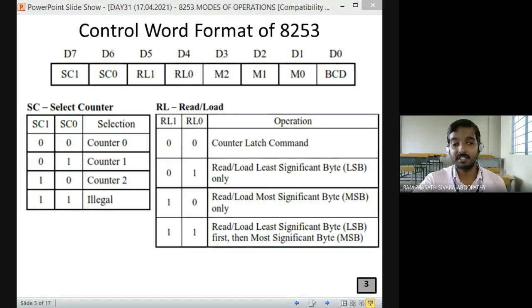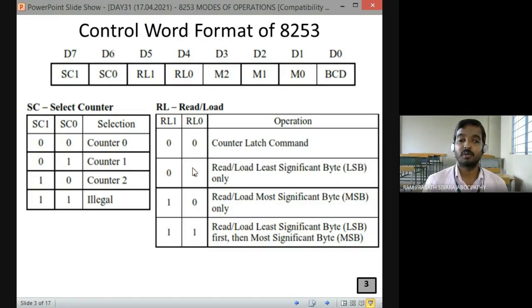Very good. First write the LSB, and after that, what should we do? Write the MSB. In a 16-bit count value, we should write the lower 8 bits first. That we call the least significant byte, or lower byte. Simply we can say lower byte. Then the higher byte. Like that we can go. Fine. So what does 0 1 mean? If you put 0 1, you are going to modify only the lower byte of the count value. What does 1 0 mean? You are going to modify only the higher byte of the count value. If you put 1 1, first you have to write the lower byte, then you have to write the higher byte.